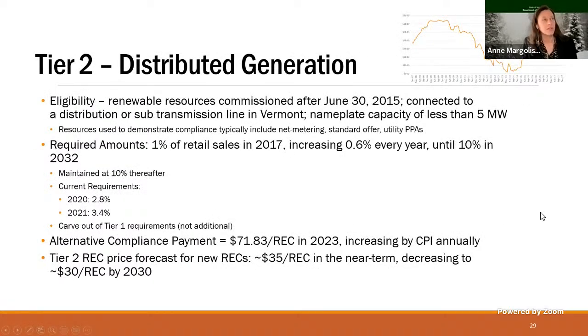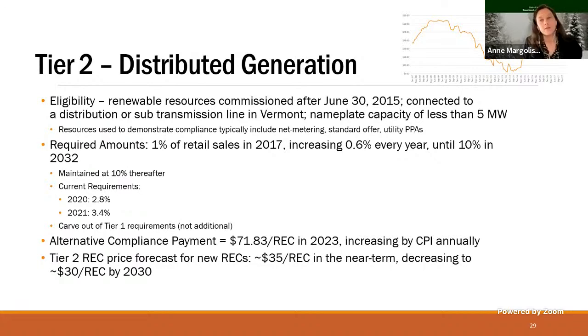Tier 2 is our distributed generation tier. So in terms of all of those factors, these are newer resources. After June 30th, 2015, they're essentially interconnected within Vermont. And they're smaller, under 5 megawatts. So these are essentially behind the meter to ISO New England. These include your rooftop net metering systems, those standard offer systems that I mentioned earlier. Those go up to about 2.2 megawatts. Net metering goes up to 500 kilowatts.